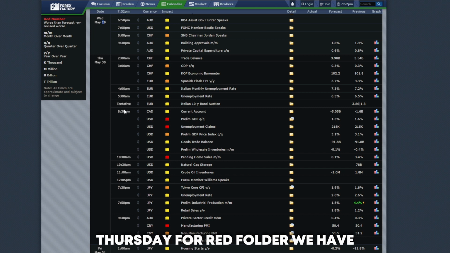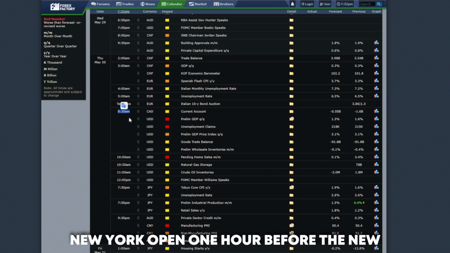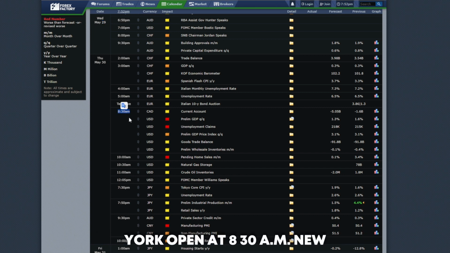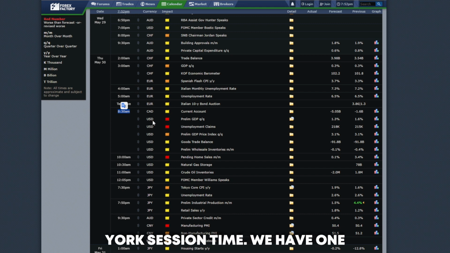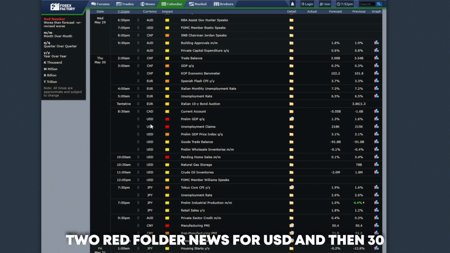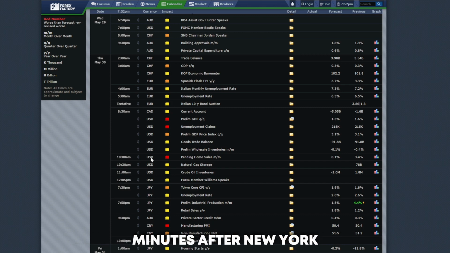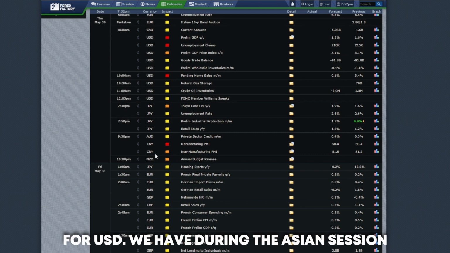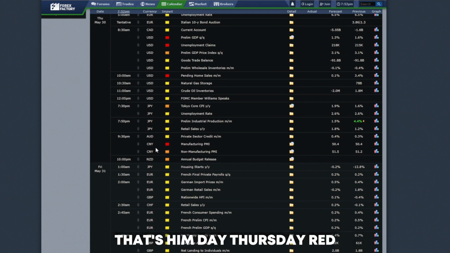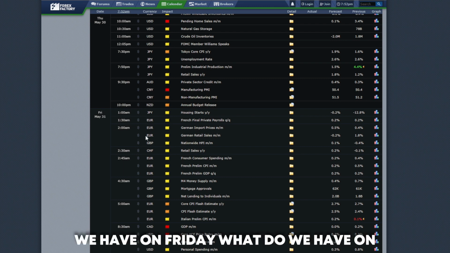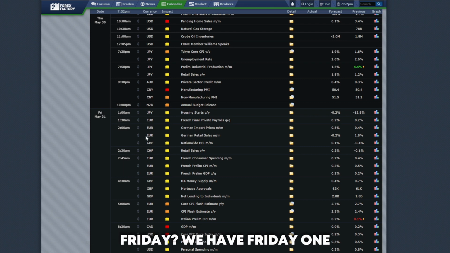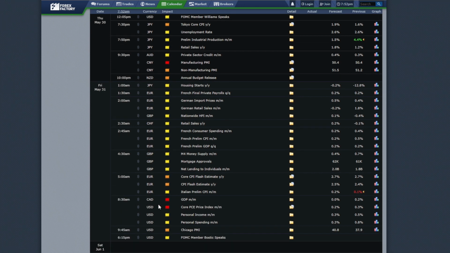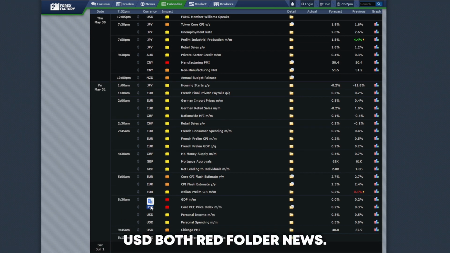Thursday, for red folder, we have 1 hour before the New York Open at 8:30 a.m. New York session time, two red folder news for USD. And then 30 minutes after New York session open, we have red folder for USD. During the Asian session that same day, Thursday, red folder news for CNY. And then on Friday, 1 hour before New York Open, Canadian dollar and USD, both red folder news.